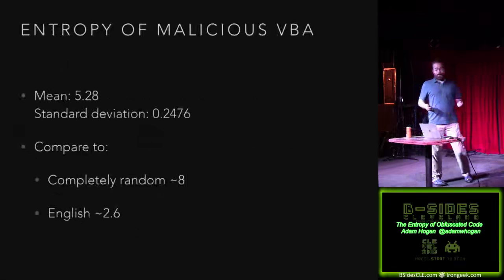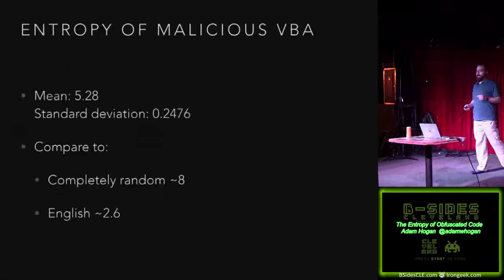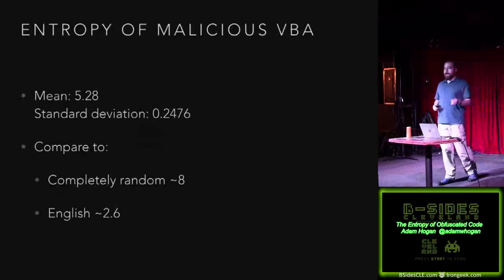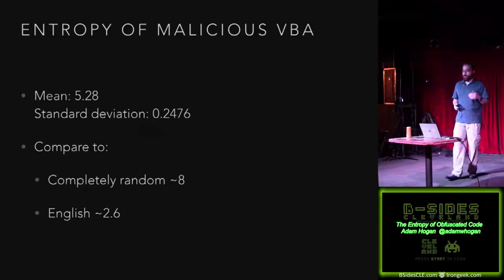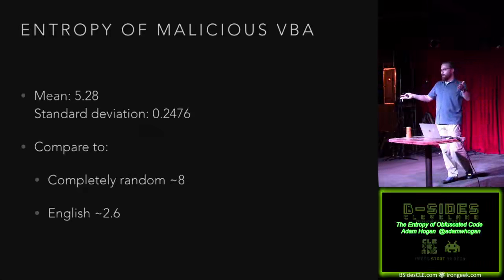So what happens when I actually did this? Well, when we looked at the entropy of malicious code, it came back with a mean score of 5.28, and standard deviation about 0.25, right? So what does that mean? Let's lay down some frameworks. Is 5.28 high, is it low? What's going on here?